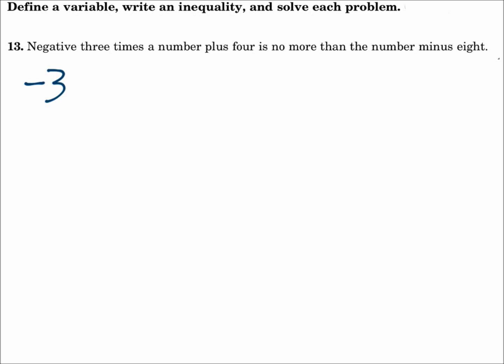Negative 3 times a number, so negative 3n, plus 4 is no more than. When it says is no more than, it can't be greater, but it can be less than or equal to. Remember, is no more than is less than or equal to. The number, that's n, minus 8. Now solve.